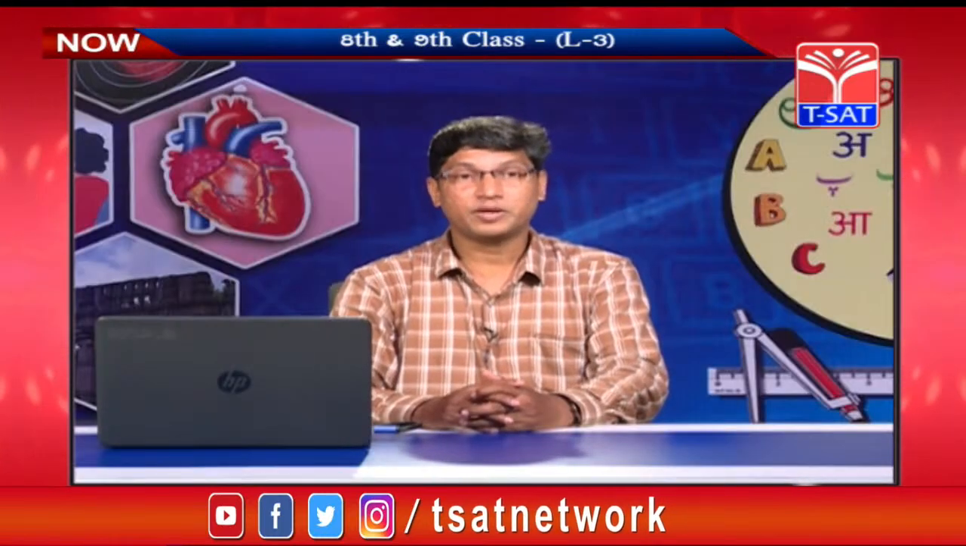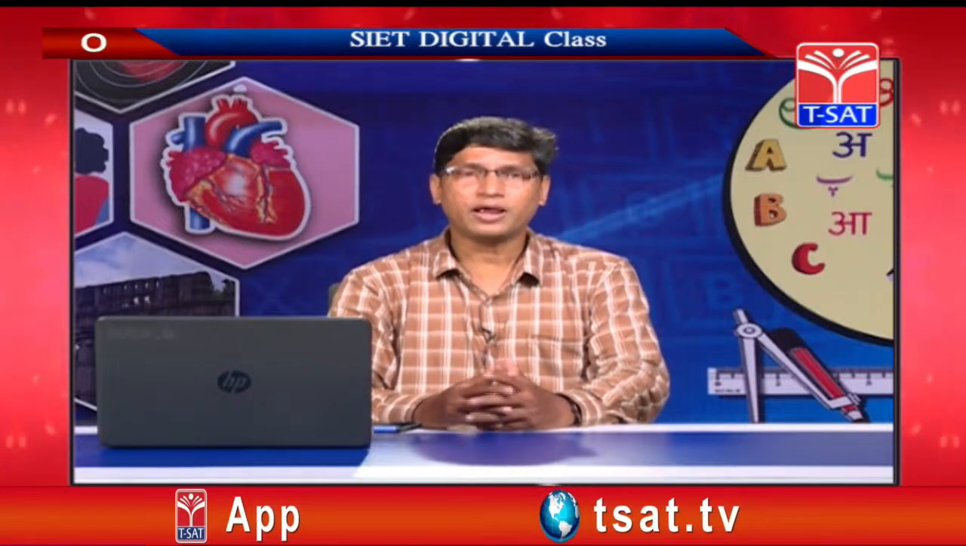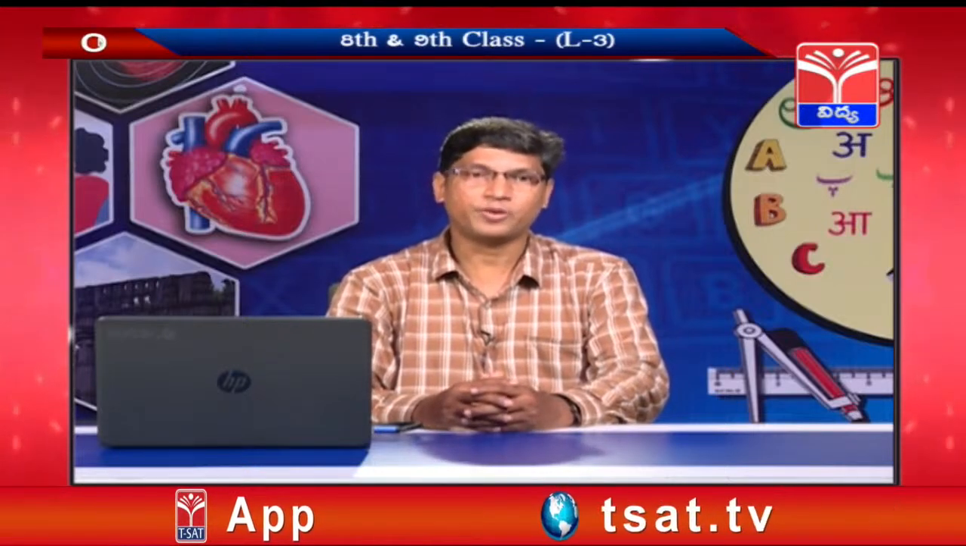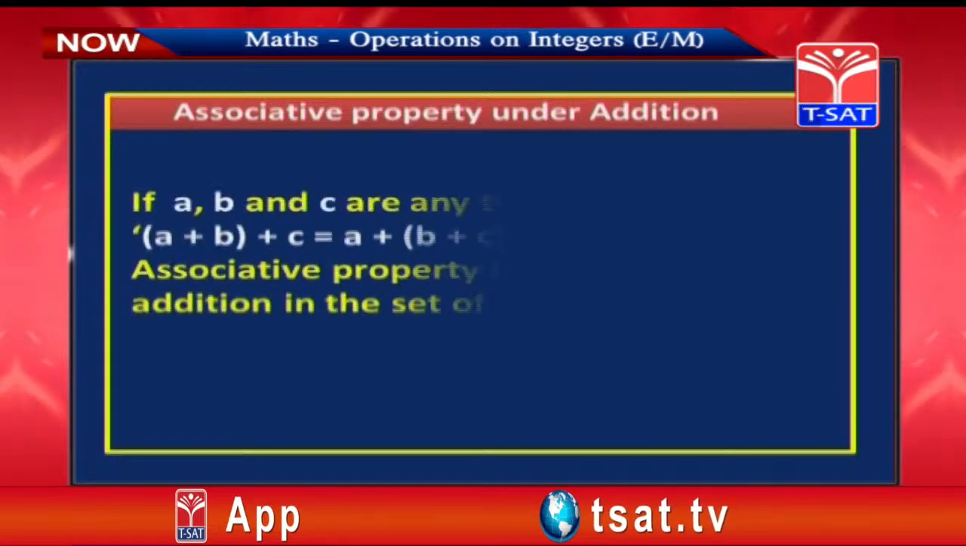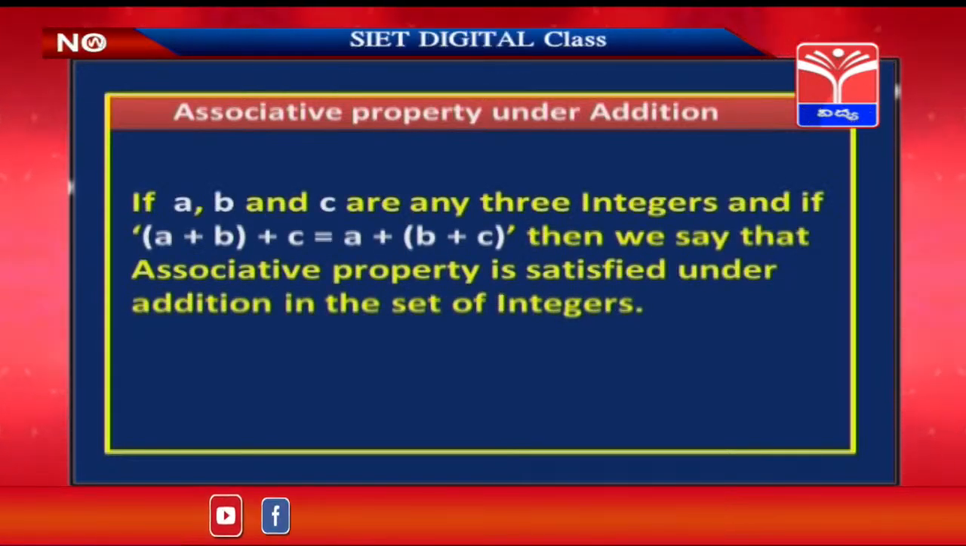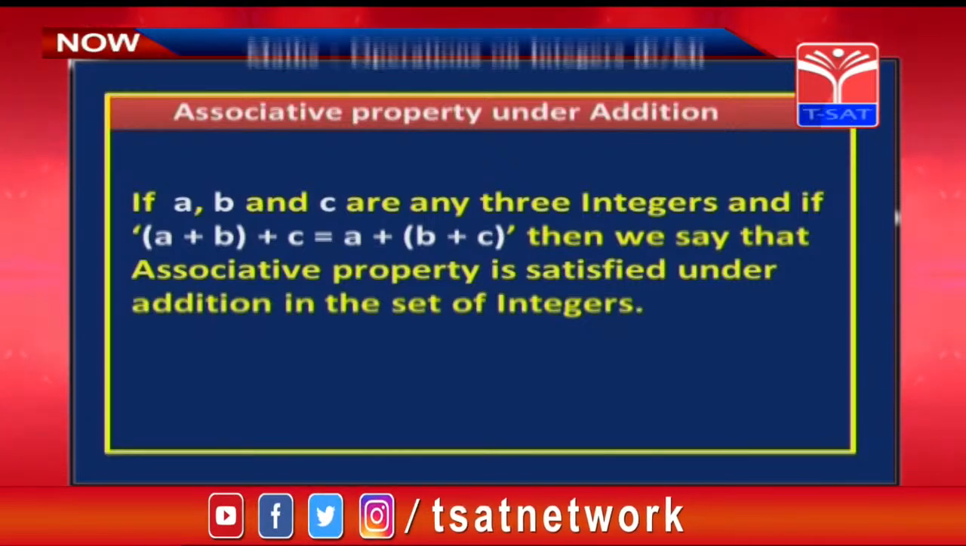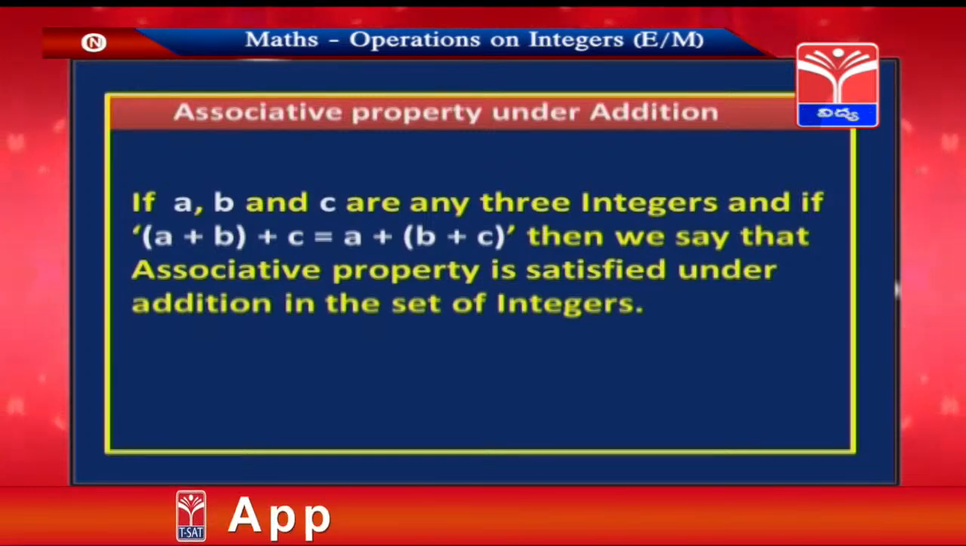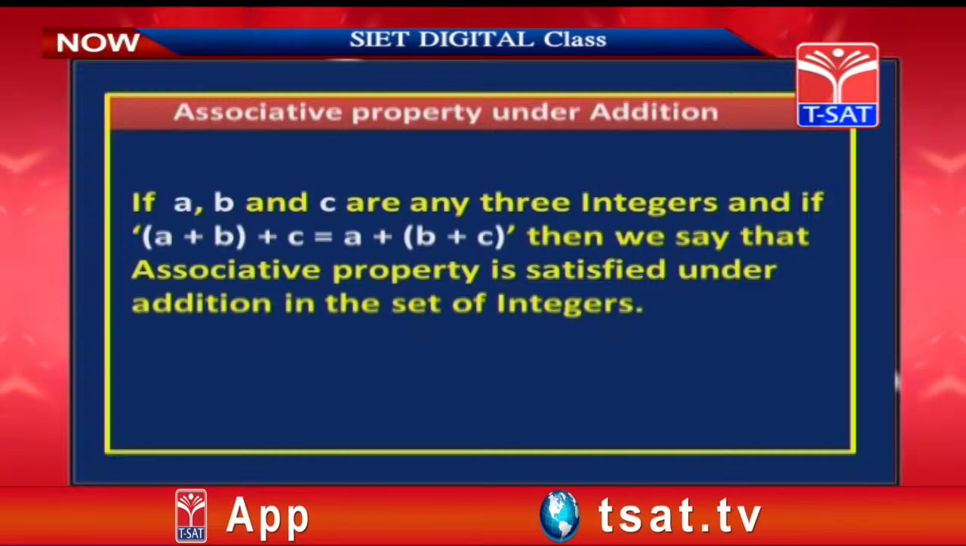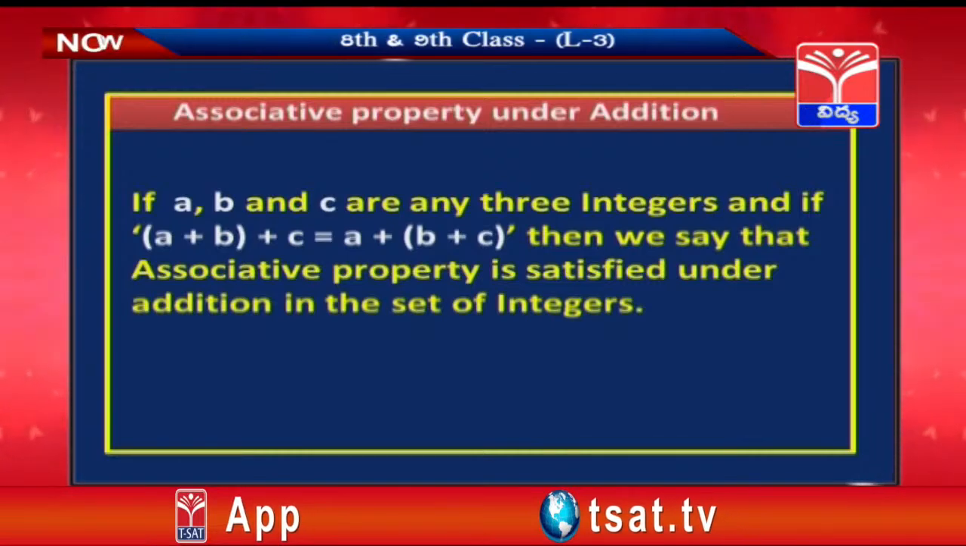So children, we have seen what is meant by associative property. What I want you to do is pick any 3 integers and try the same property, and see whether it is satisfied or not. Definitely you will conclude that the property holds good for any 3 integers. Okay children, now let us see what the property is. Associative property under addition: if a, b and c are any 3 integers, and if a plus b within brackets plus c is equal to a plus of b plus c, then we can say that associative property is satisfied under addition in the set of integers.